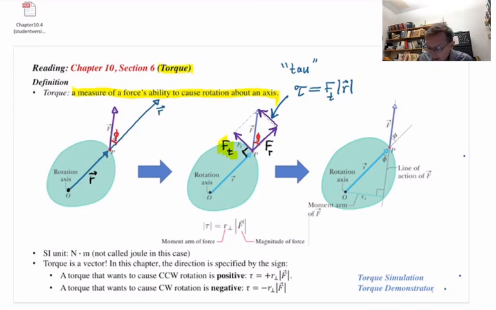And then I see, just from trig, that that component, F tangential, is the magnitude of the force times the sine of that angle, phi. So now I'm going to write this as magnitude of applied force times sine phi times magnitude of R.